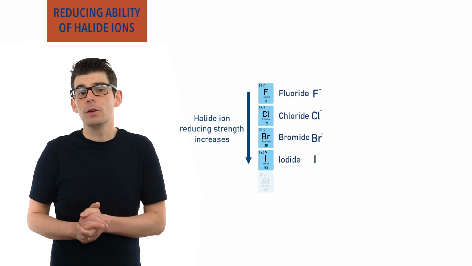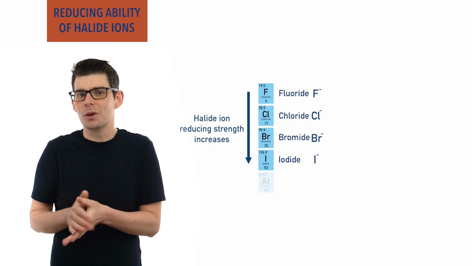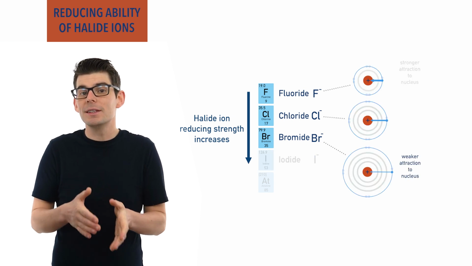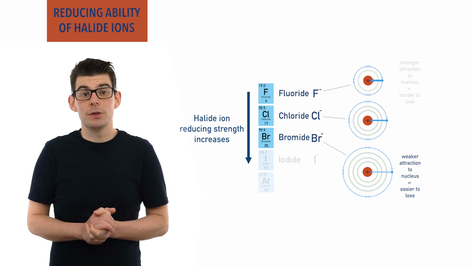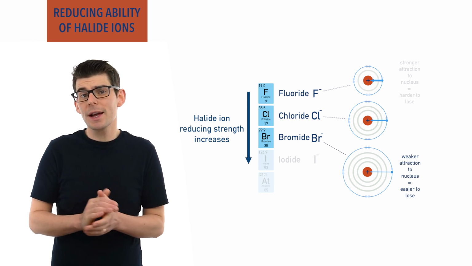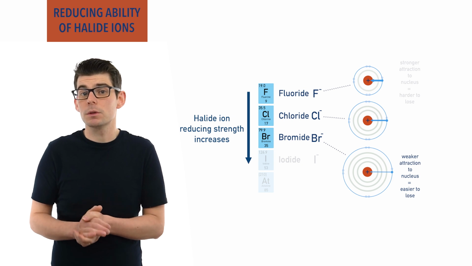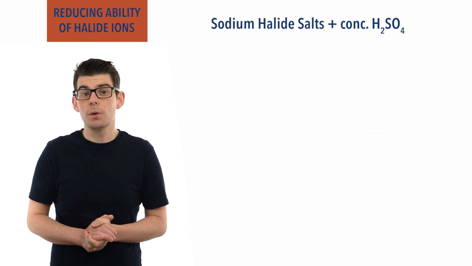As halide ions are less able to hold on to the extra electron as you go down the group, they more easily lose them in reactions and are therefore better reducing agents. Common examples used to show this trend are the reactions of sodium halide salts with concentrated sulfuric acid, H2SO4.